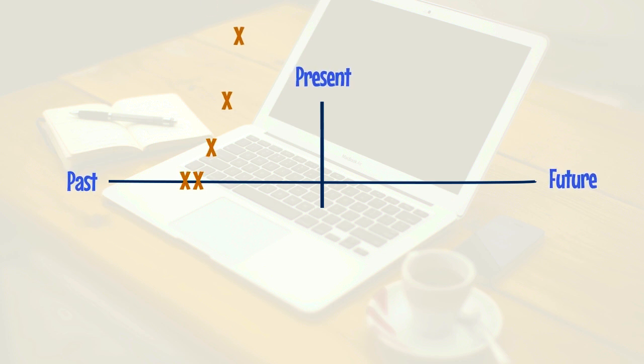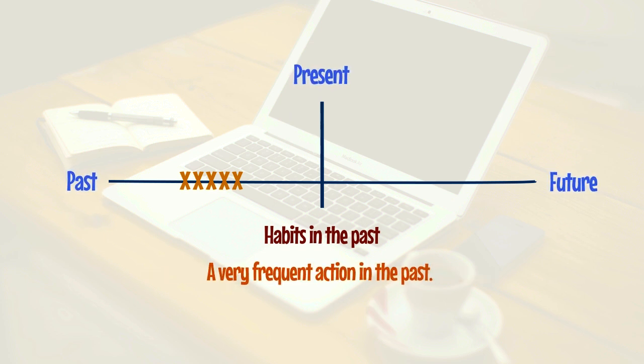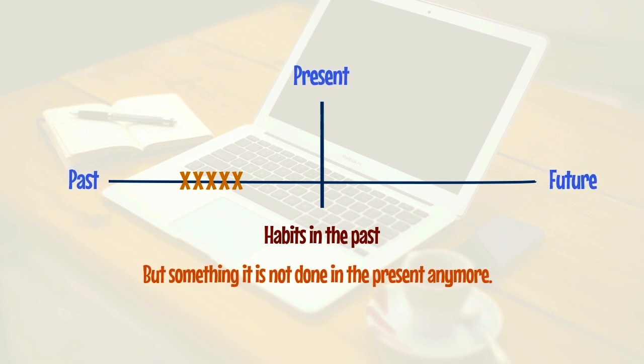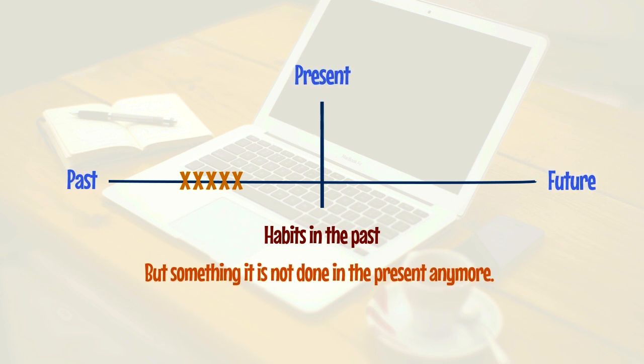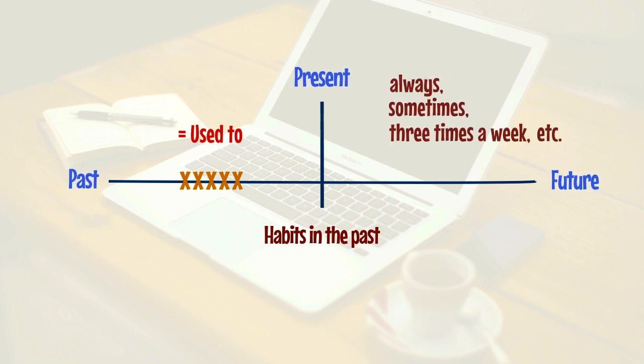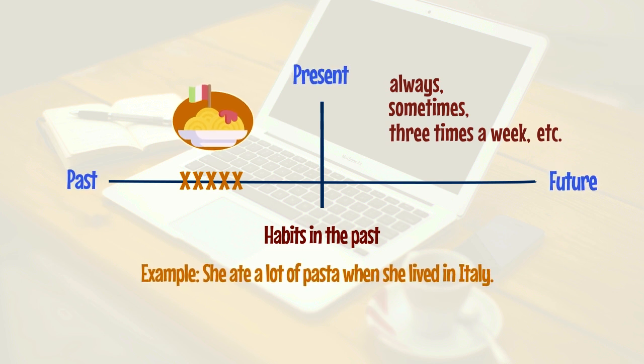The past simple can also be used to talk about habits in the past, which means that the person is talking about an action that was very frequent in the past, but that they have stopped doing in the present. This meaning of the past simple is similar to that of the expression used to. It may be necessary to include words or expressions such as always, sometimes, 3 times a week, etc. in the sentence to make it clear the person is describing a habit. Example: she ate a lot of pasta when she lived in Italy.